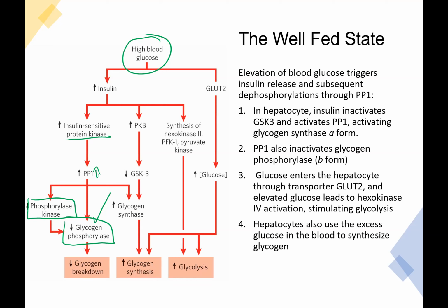In terms of glycogen synthesis, we want to lower the activity of GSK3, right? Because we don't want it phosphorylating glycogen synthase, because it's active in its dephosphorylated form. So that will raise glycogen synthesis. And the end result is we're going to inhibit glycogen breakdown and we're going to raise glycogen synthesis. Now, this is in the hepatocyte.